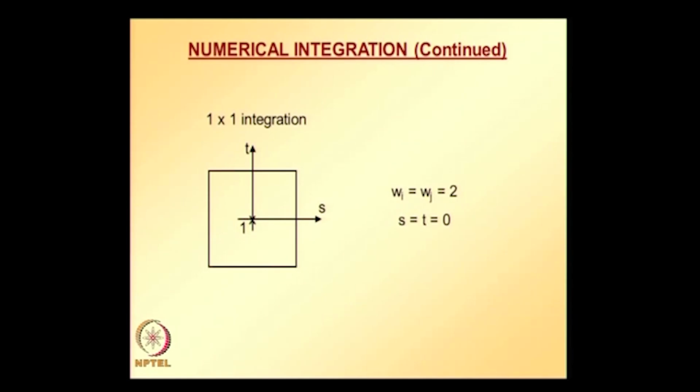So, the weight along s direction is the same as the weight along t direction, equal to 2, and the location is s equal to 0, t equal to 0. So, we need to evaluate the function at 0, 0 and multiply with weight 4.